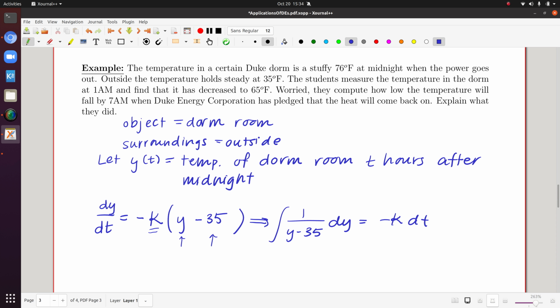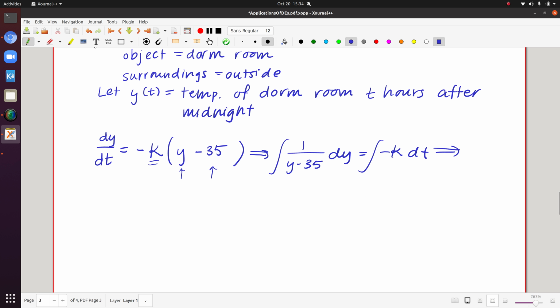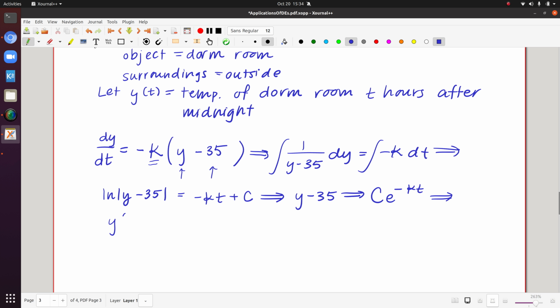It doesn't matter. Once I do this, I'm going to anti-differentiate both sides. In doing so, I get the natural log of |y minus 35| on the left-hand side, and I get minus kt plus an integration constant C on the right-hand side. If I want to solve for y, I'm going to raise e to both sides, giving me y minus 35 on the left and Ce^(-kt) on the right. And finally, I'm going to add 35 to both sides. So my general function is going to look like this.